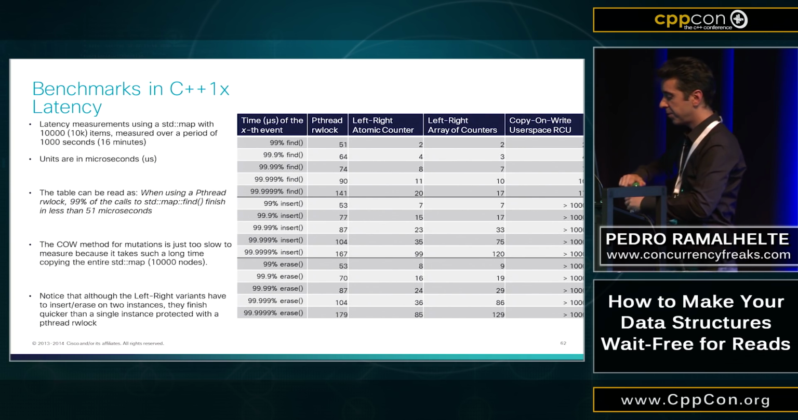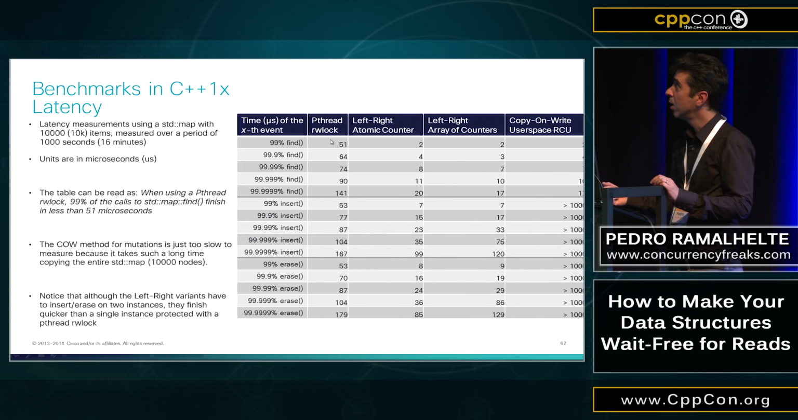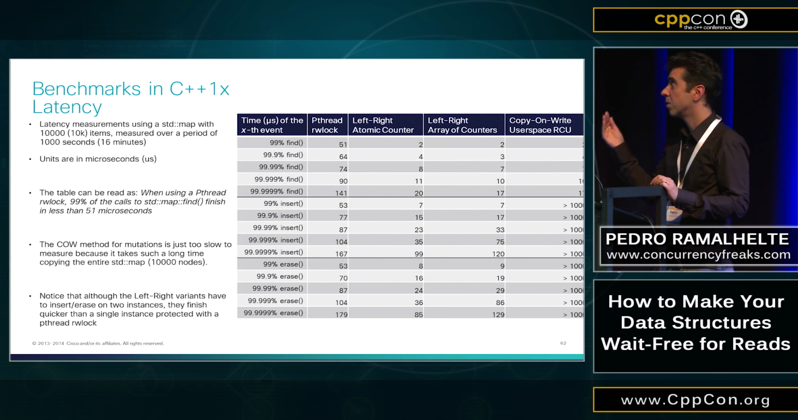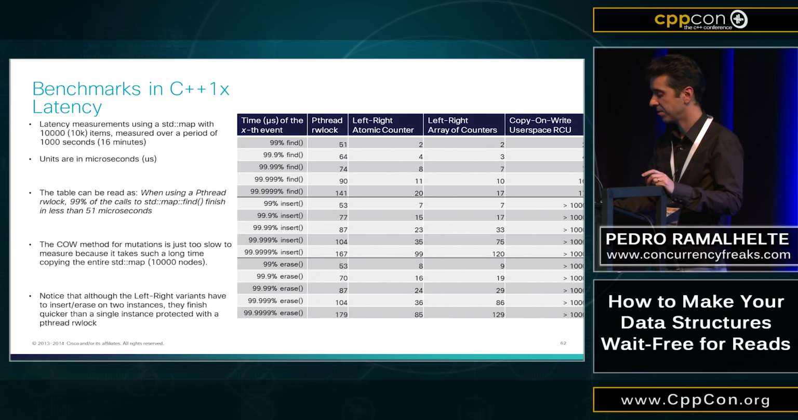Now, this table is a bit confusing, but you can read it. For example, if you look at the first entry, what this means is that when using a reader-writer lock, 99% of the calls to find finish in 51 microseconds or less. So this is like the latency, with a certain precision, a certain quantile. So the lower this is, the better.